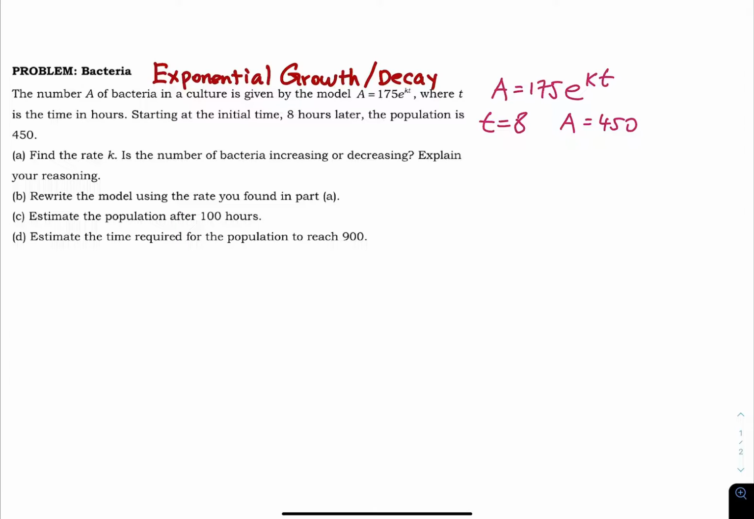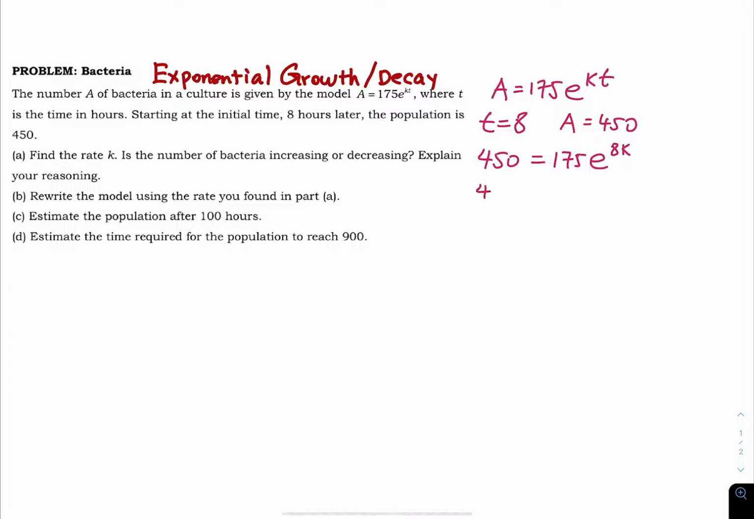Let's do it. I haven't answered any of these questions yet. But if you take a look at part A, find the rate k. That is what we are trying to do, because that is the only thing you can do in the first step. Without the k, the rate, we cannot answer the rest of the questions. So when A equals 450, that is 8 hours later, the initial population 175 e to the, we don't know k yet, t is 8, so that will be 8 times k. And then we have to solve for k.